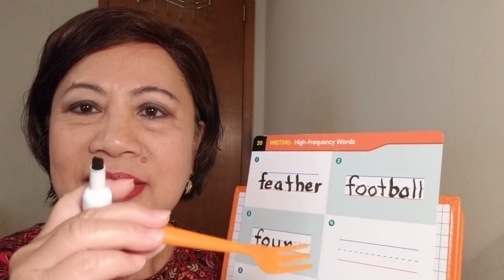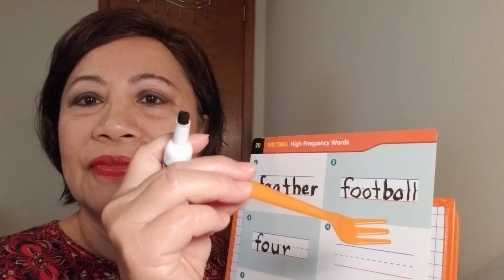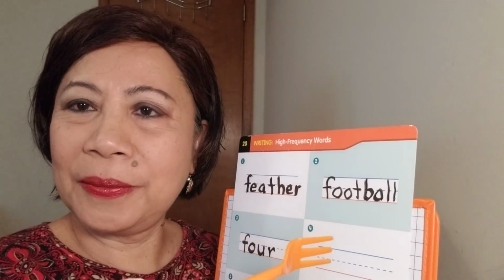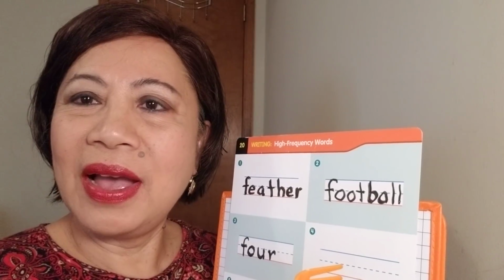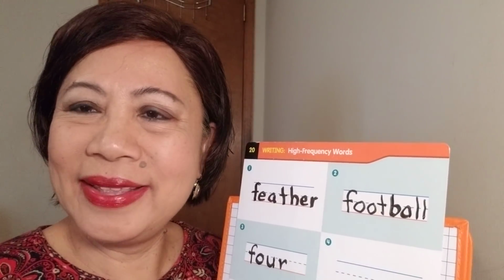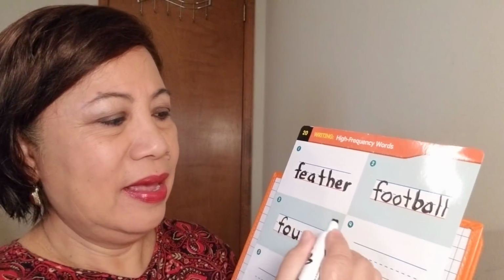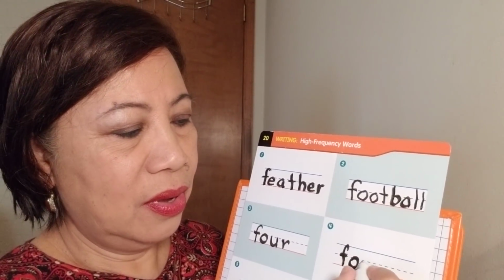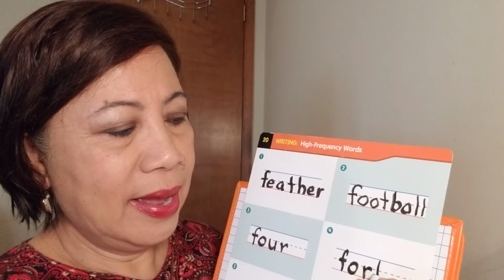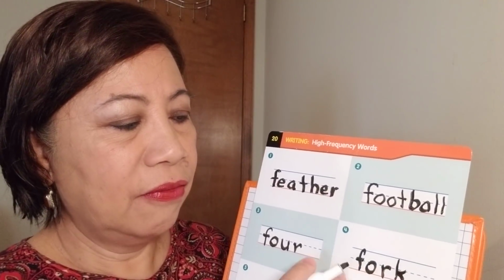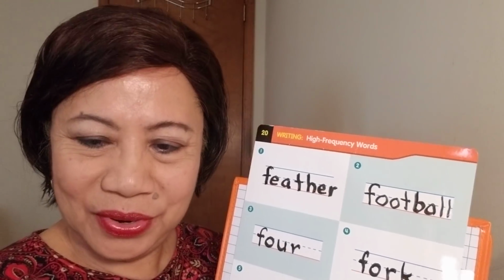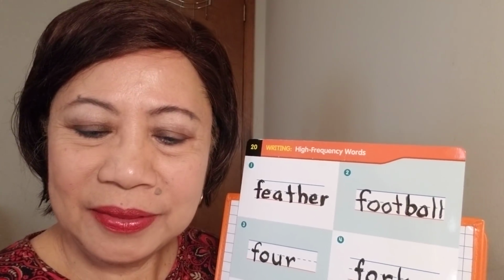What is this? You put food on it so that you can lift it to your mouth. It's a fork. Fork begins with letter F. How do you spell fork? Let's write it down. F-O-R-K. Fork. Very good.